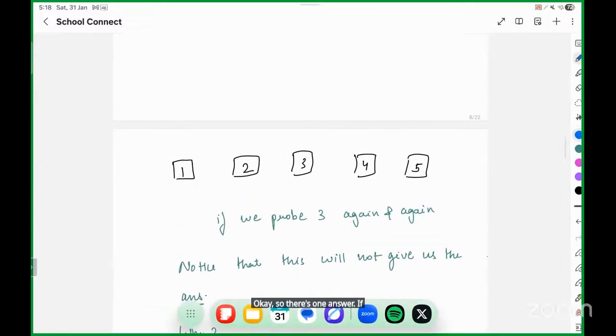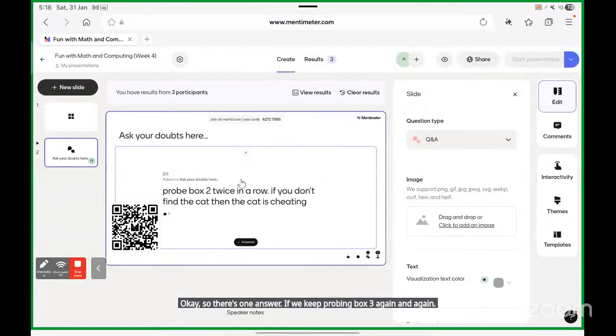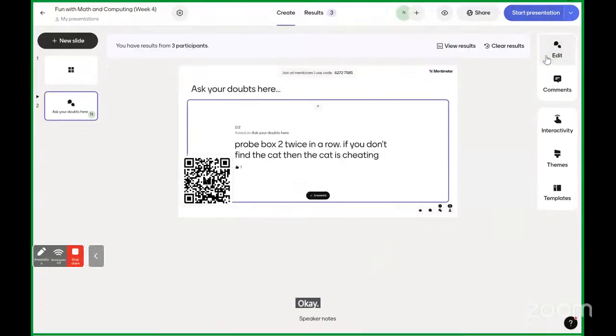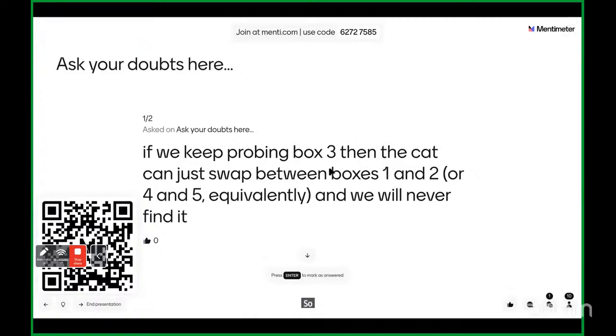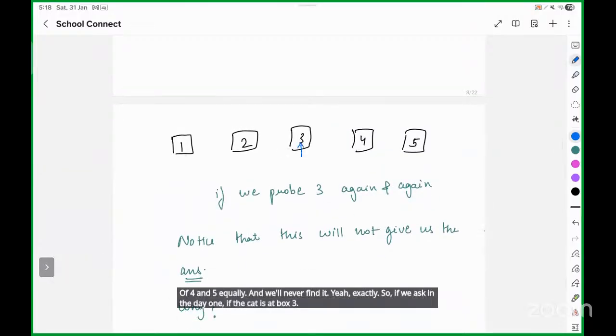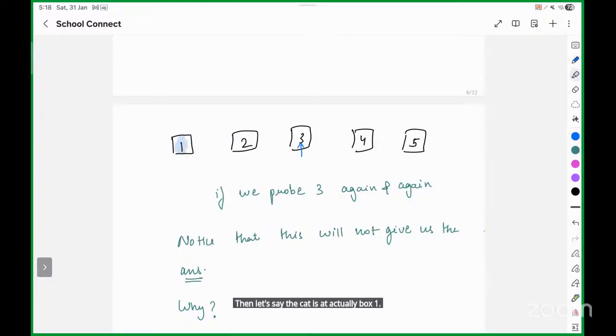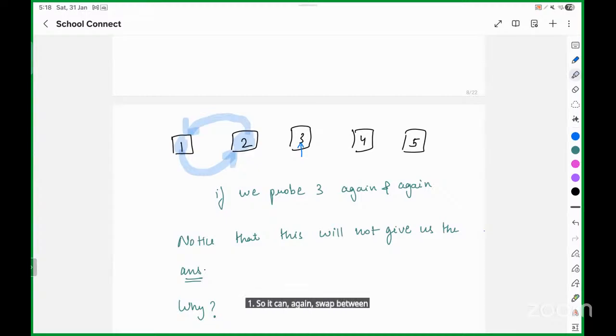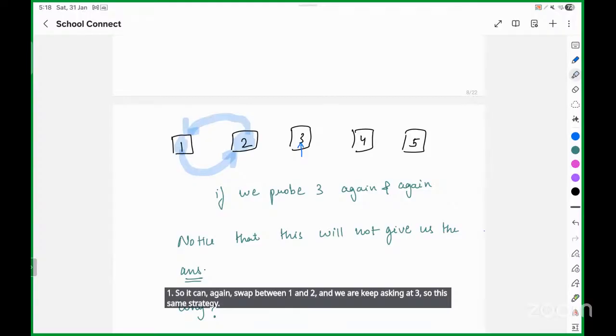If we keep probing box 3 again and again, then the cat can just swap between boxes 1 and 2, or 4 and 5 equivalently, and we will never find it. Yeah, exactly. If on day 1 we ask whether the cat is at box 3, and the cat is actually at box 1, then the cat can move towards box 2. If we ask again whether the cat is at box 3, the cat can move back towards 1. So it can keep swapping between 1 and 2 while we keep asking at 3. The same strategy will not work here.